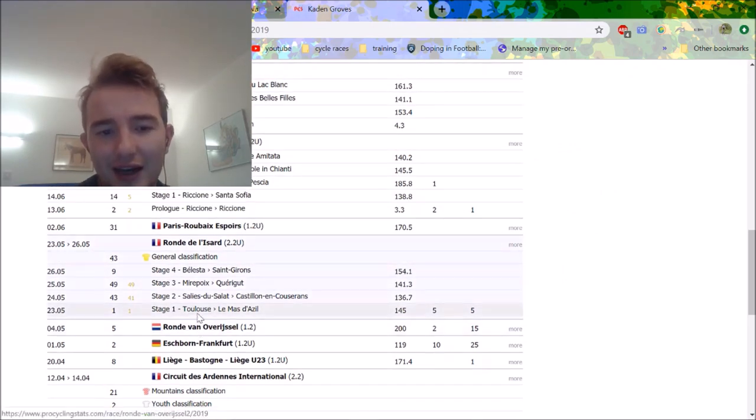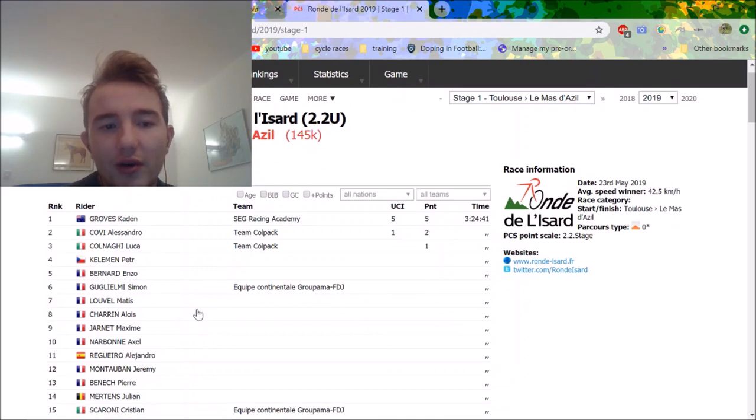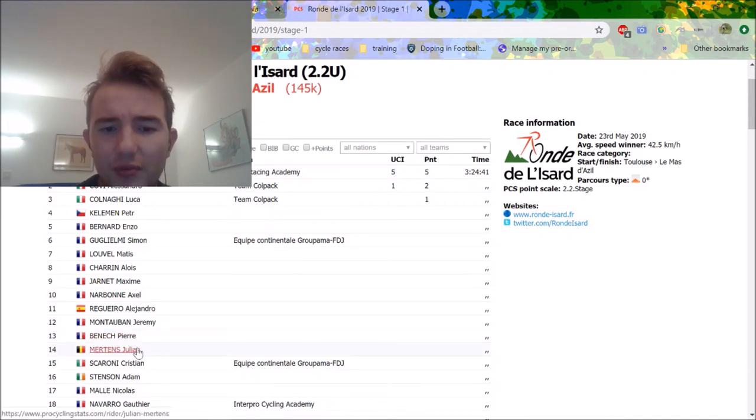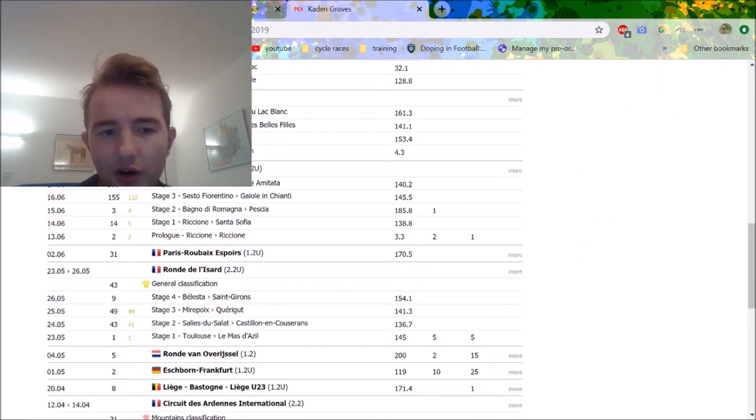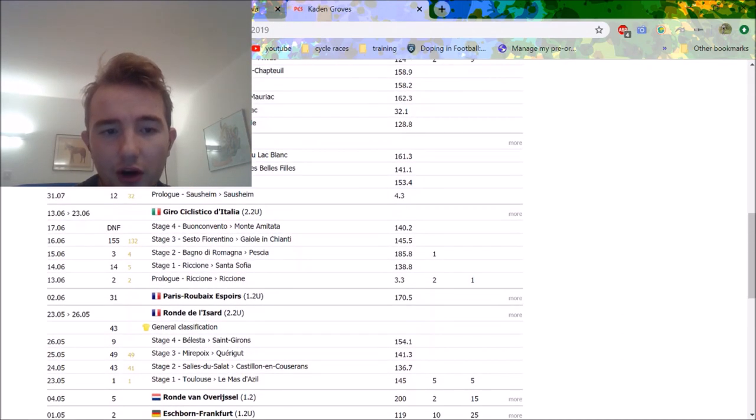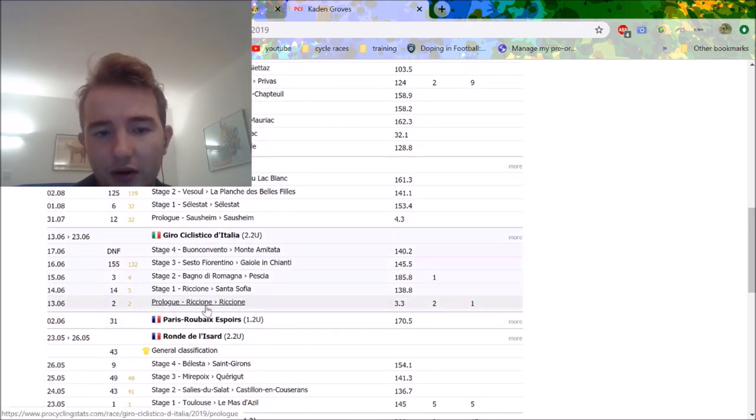Ronde de l'Isard, that is the classic under 23 race. Beat Covey, who's signed for someone, I can't remember who it is, but yeah, signed. A lot of these people you wouldn't have heard of, just because you don't hear as much about sprinters in under 23 compared to GC riders. But Ronde de l'Isard is a really, really well-known under 23 race. Paris-Roubaix, not a great result, but not bad.